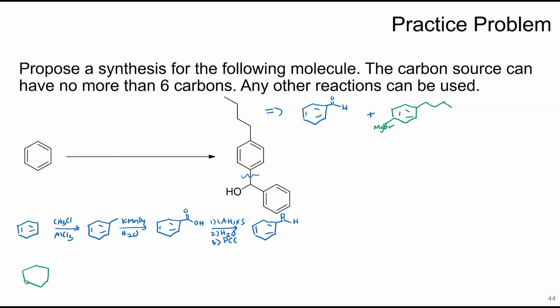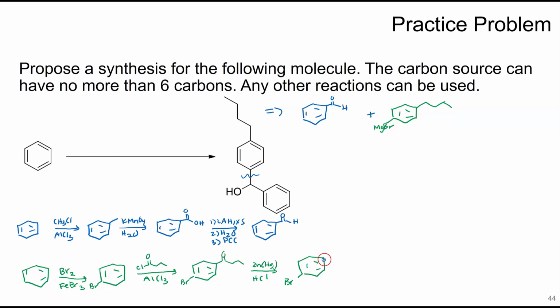To make this part, I start with benzene. The bromine is para to the alkyl group, so I can do either of those in whichever order. So I'm just going to start with the bromine. And then I'm going to add the acyl part. And then reduce it. And then add the magnesium to make the Grignard. Then we combine these two together with water to give you the desired product.